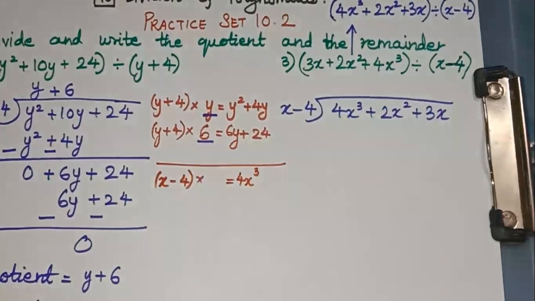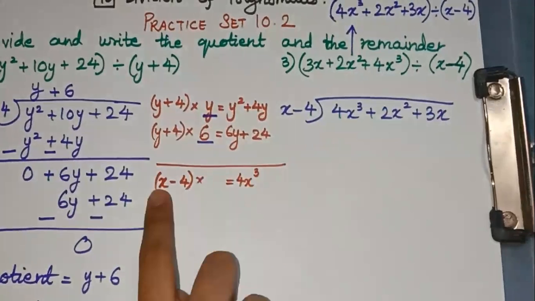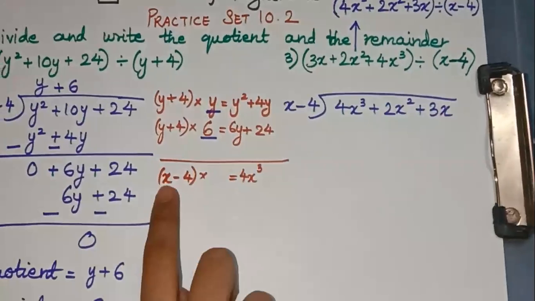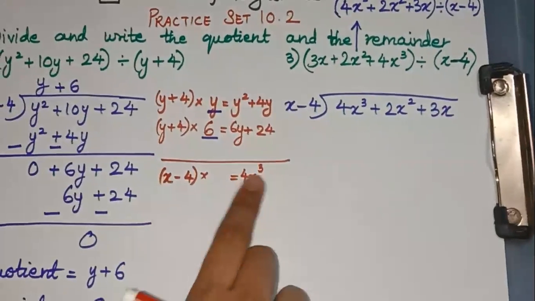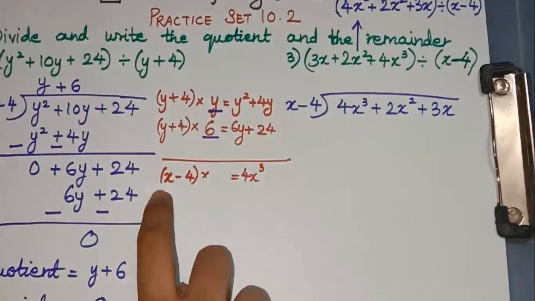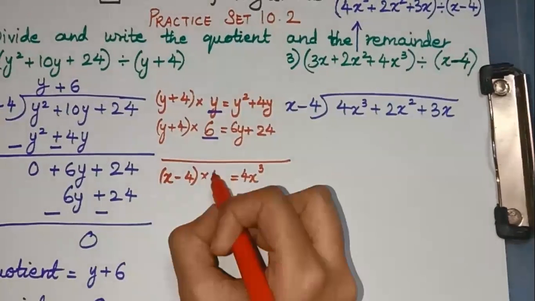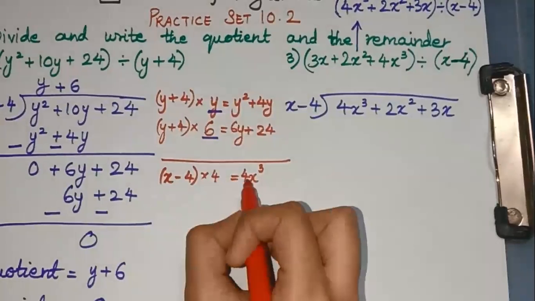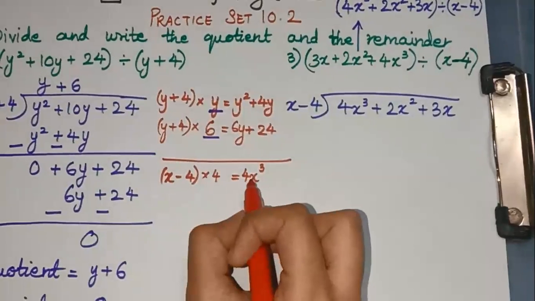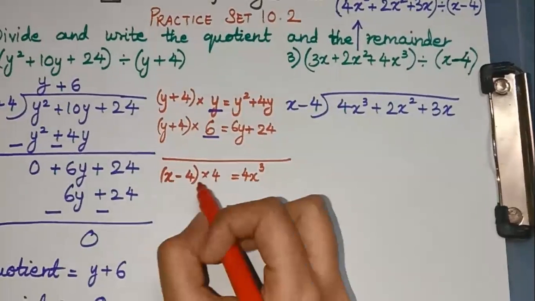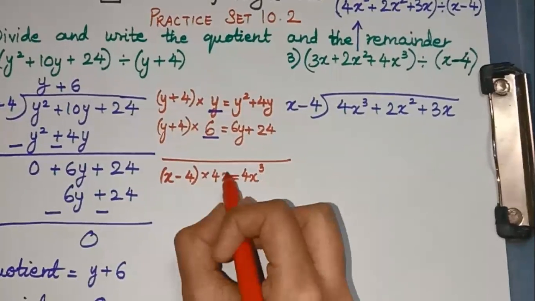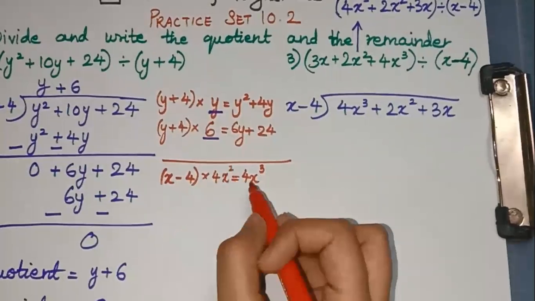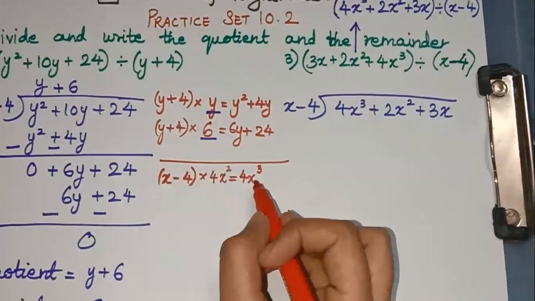See girls, you have x only over here. So you have to multiply this x with something so that you can get 4x cube, right? There is no number over here. That means there is 1. So 1 multiplied by 4 will give you 4. 1 4 is 4, right? Now x multiplied by what will give you x cube? X multiplied by x square will give you x cube, right?